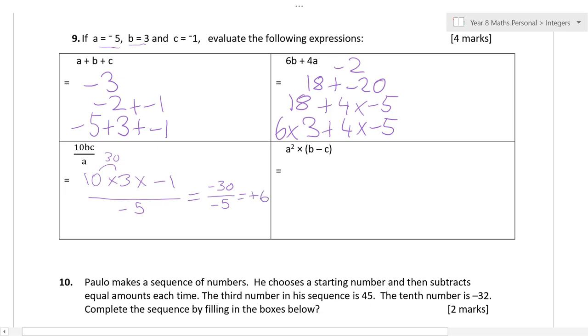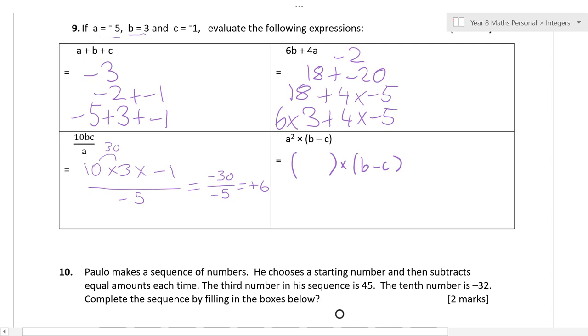Fantastic. Really good. And the last one. Now, can I just give you a little bit of a hint, girls? You can create brackets wherever you like, especially if it makes your life easier. Now, my suggestion is I've got a squared, so I'm going to make that a bracket, and we're going to have over here b minus c. Now, a squared is -5.